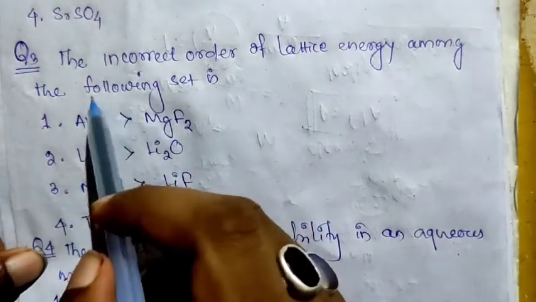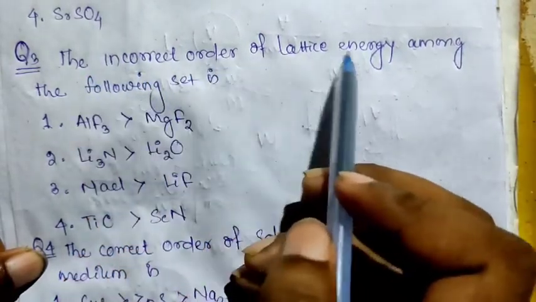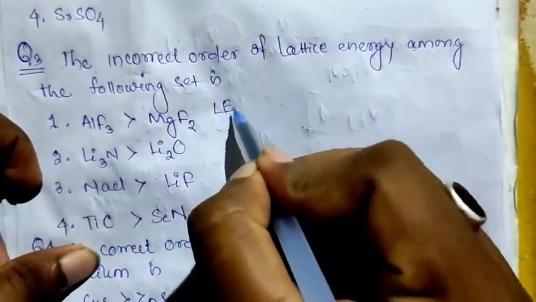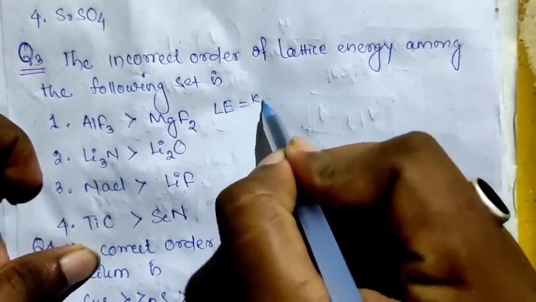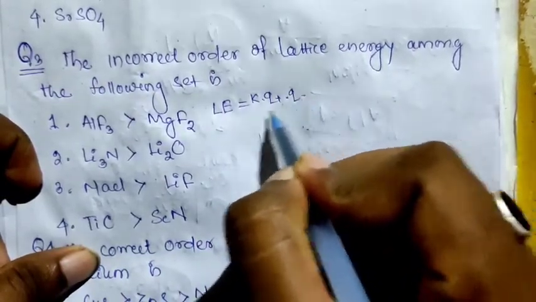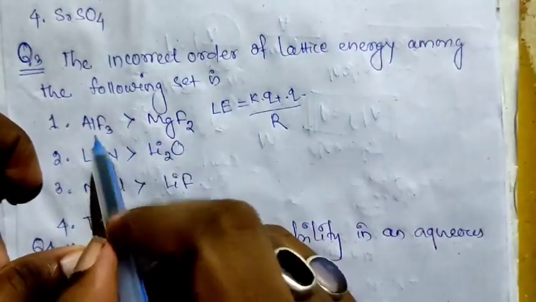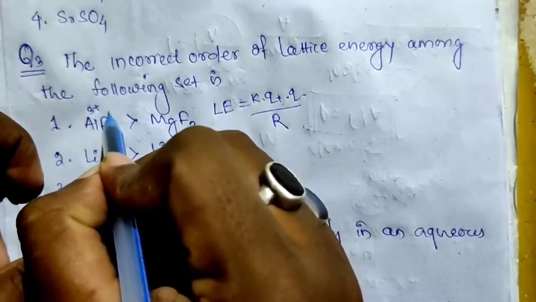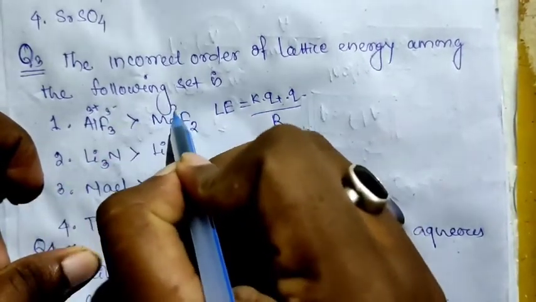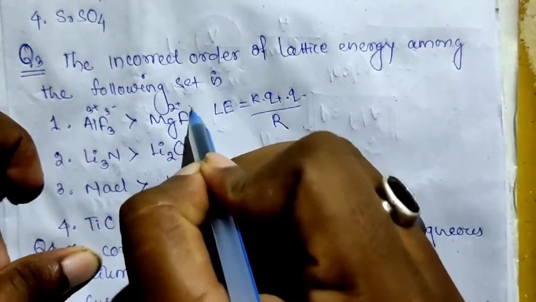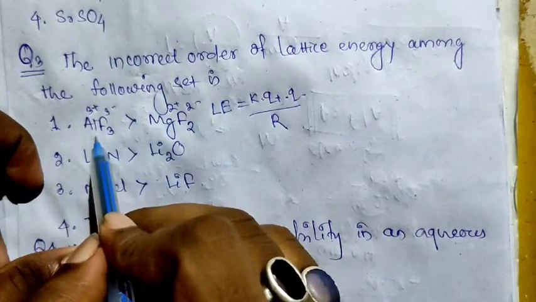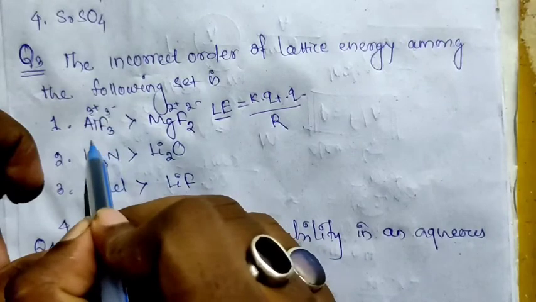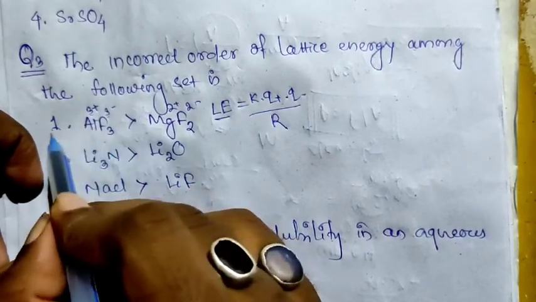Now come to question number 3, that is, the incorrect order of lattice energy among the following sets is. So we know that lattice energy is equal to K into Q plus into Q minus divided by R. Here aluminum has +3 charge and fluorine has -3 charge. Similarly, magnesium has +2 charge and fluorine has -2 charge. So if ions have more charge, then they have more lattice energy. Here the magnitude of charge is more in aluminum fluoride. So this option is right.